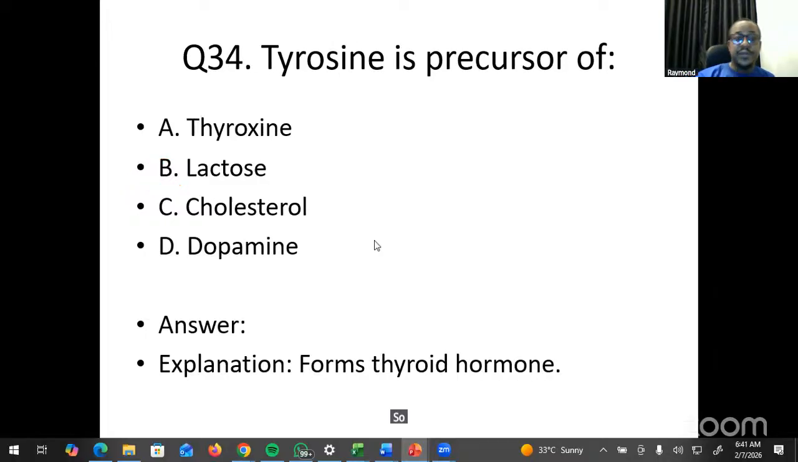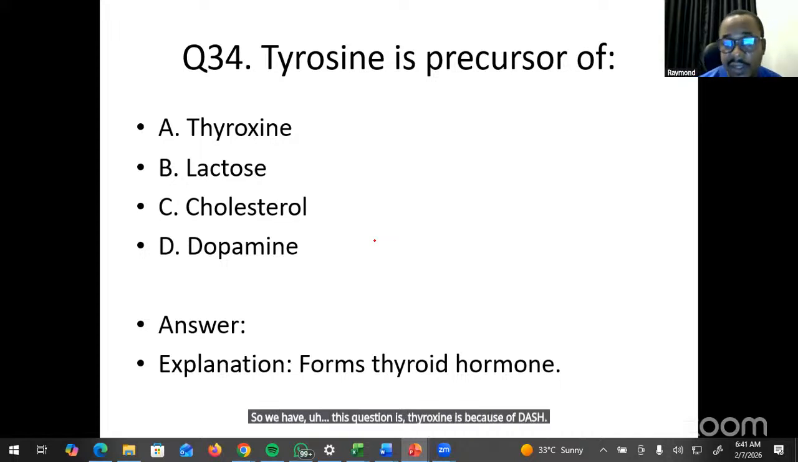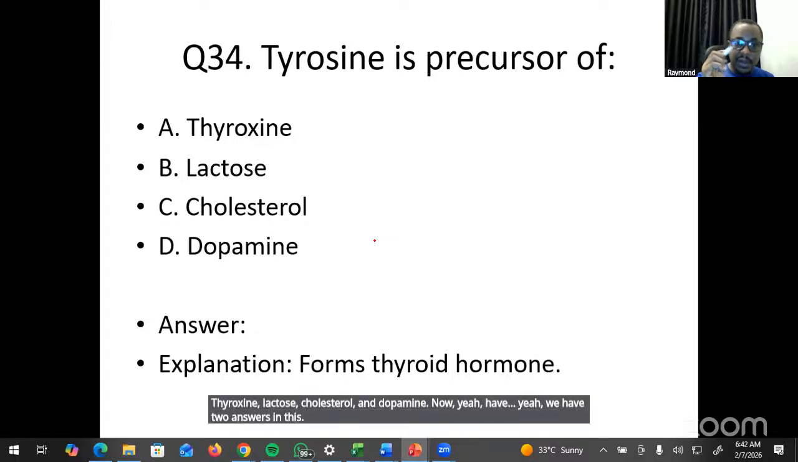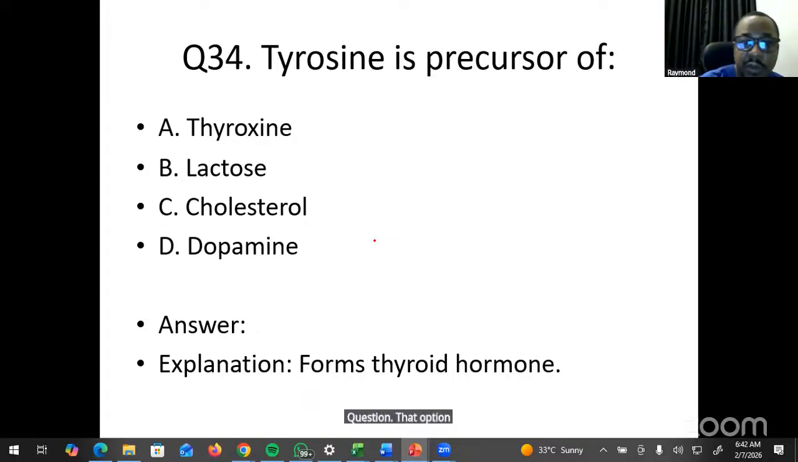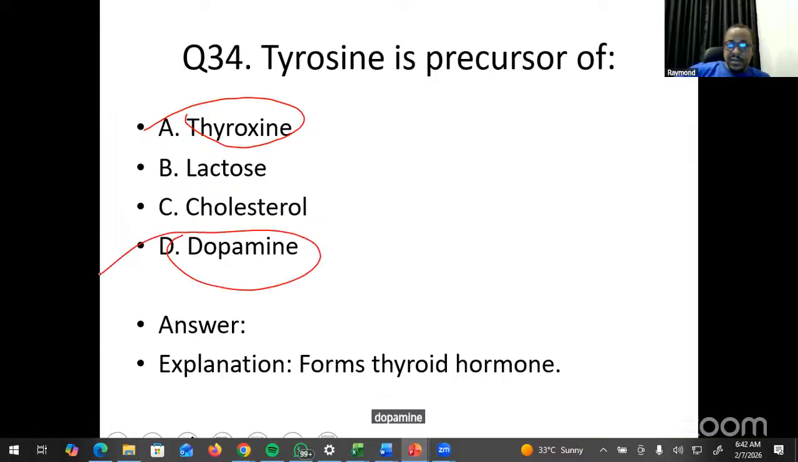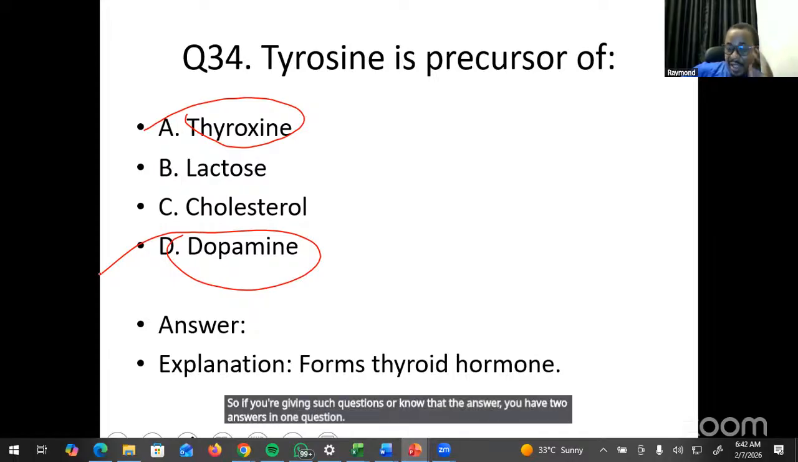We have this question: thyroxine is a precursor of what? Options: thyroxine, lactose, cholesterol, and dopamine. Now here we have two answers in this question. Tyrosine is used to synthesize thyroxine. It's also used to synthesize dopamine. So we have two answers there, A and D.